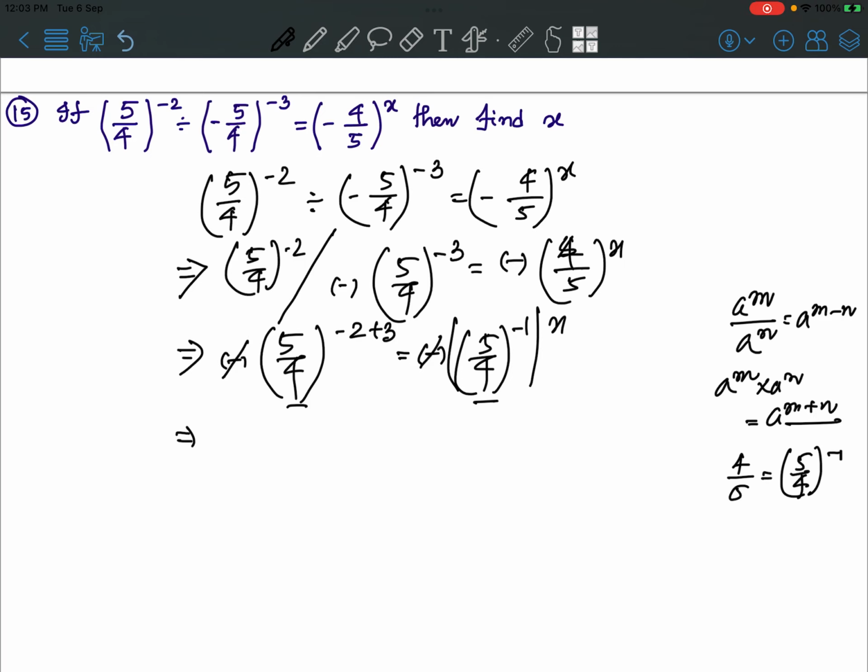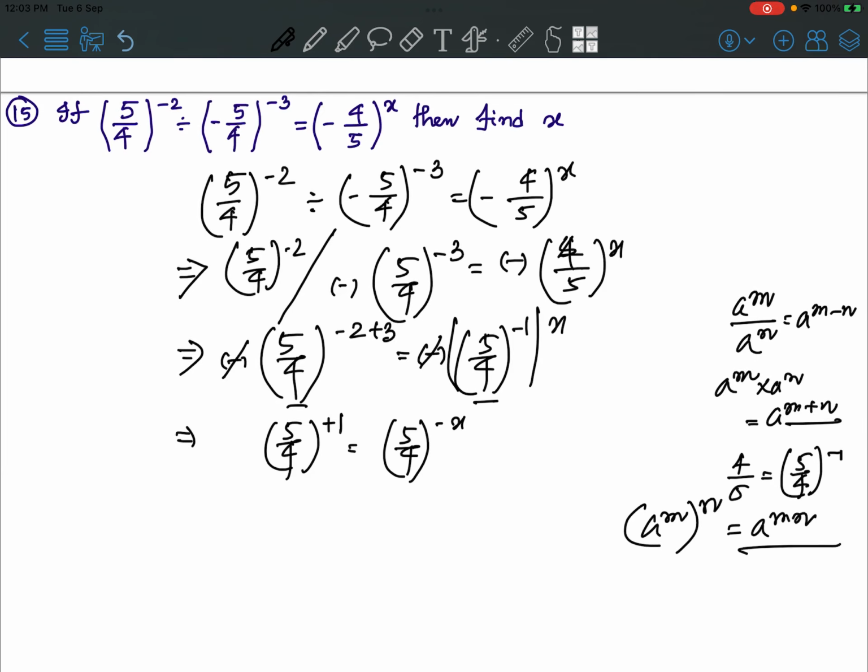The minus will cancel out on both sides of the equals sign. Then we can write it as (5/4)^(-1) equals (5/4)^(-x), because (a^m)^n can be written as a^(mn). This is another formula. Now as the base is equal on the left hand side and the right hand side, we can write the powers as equal, so -1 equals -x. Now x equals -1. So this is the final answer.